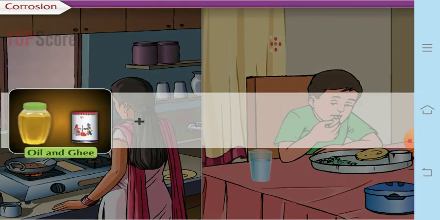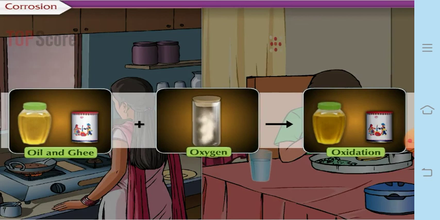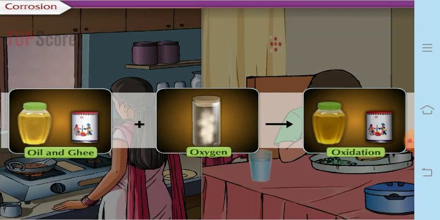Even oil and ghee undergo oxidation to form what is called rancidity, or they become rancid, and they have a foul odor. The taste of the oil also changes. Let us study this in the next video about rancidity.